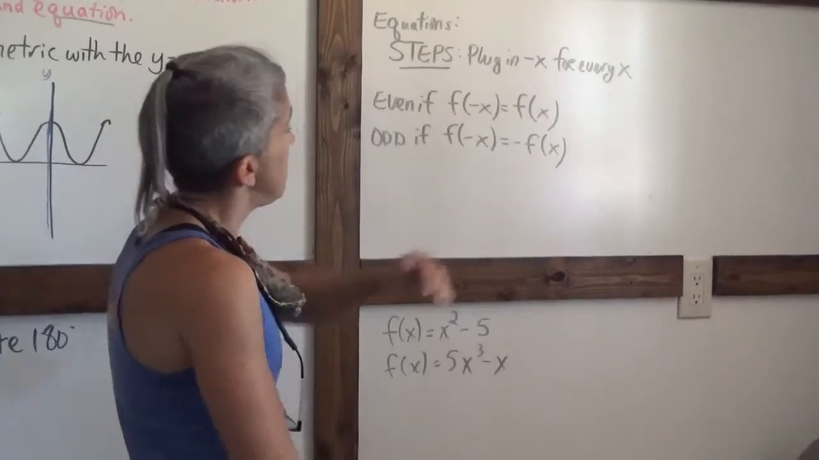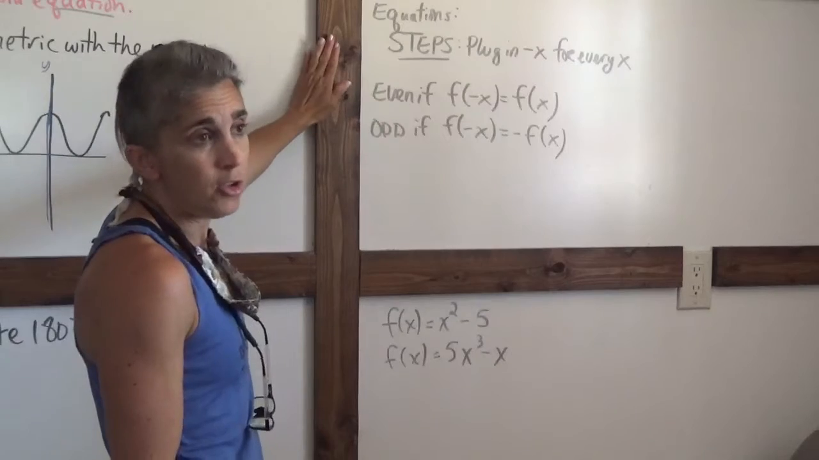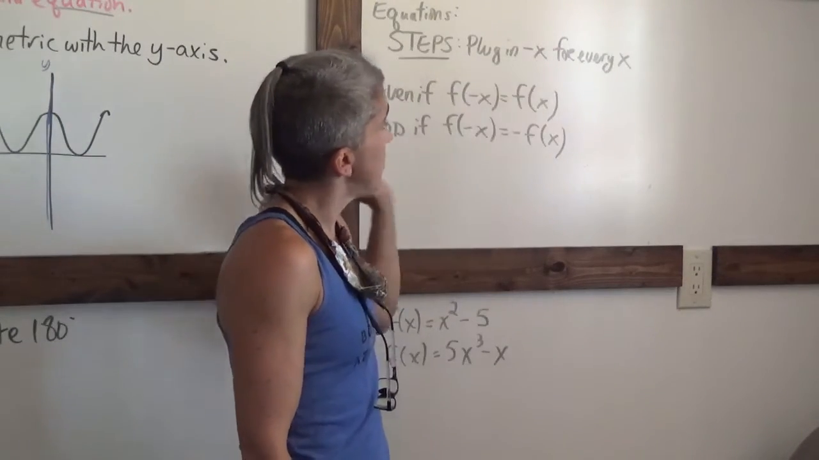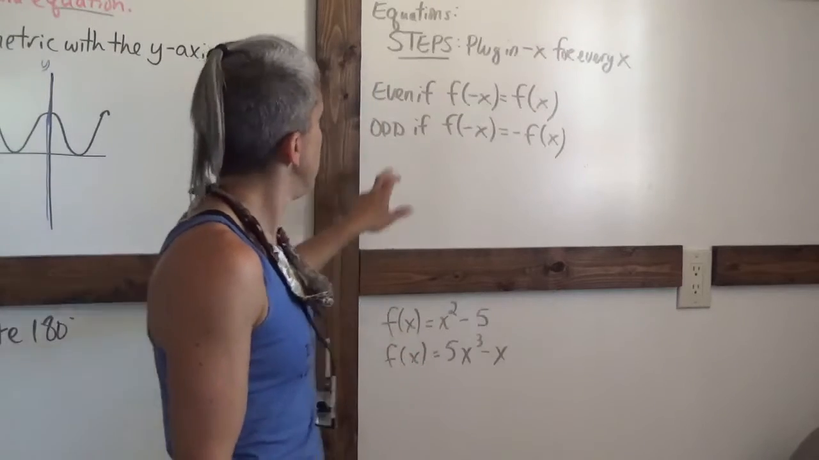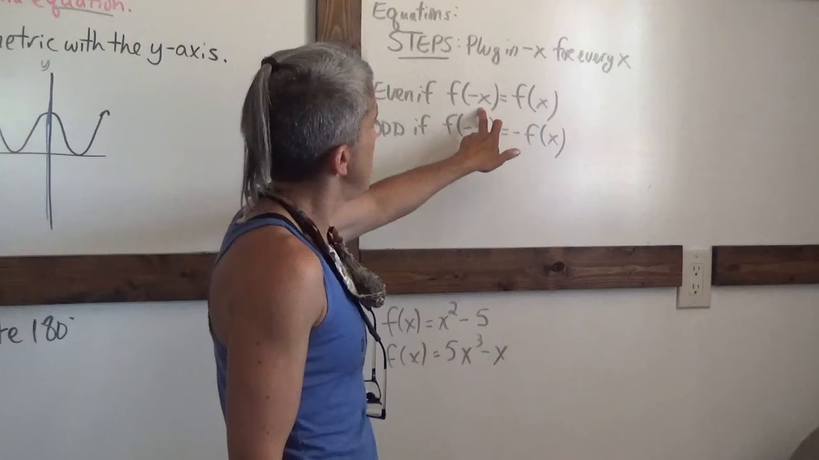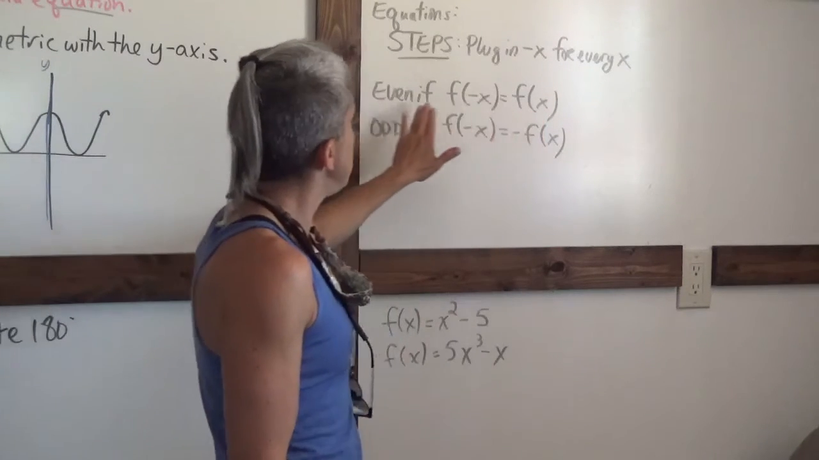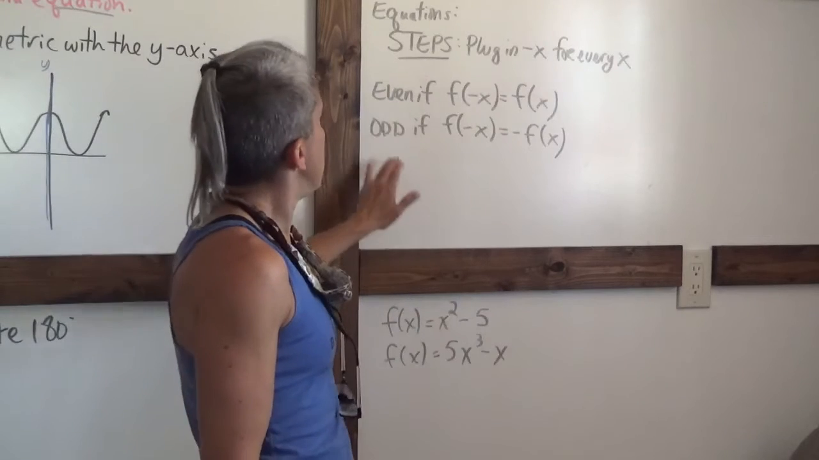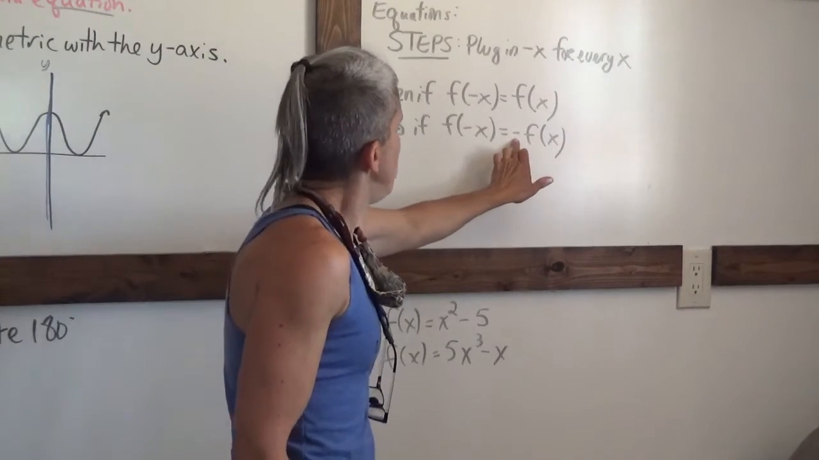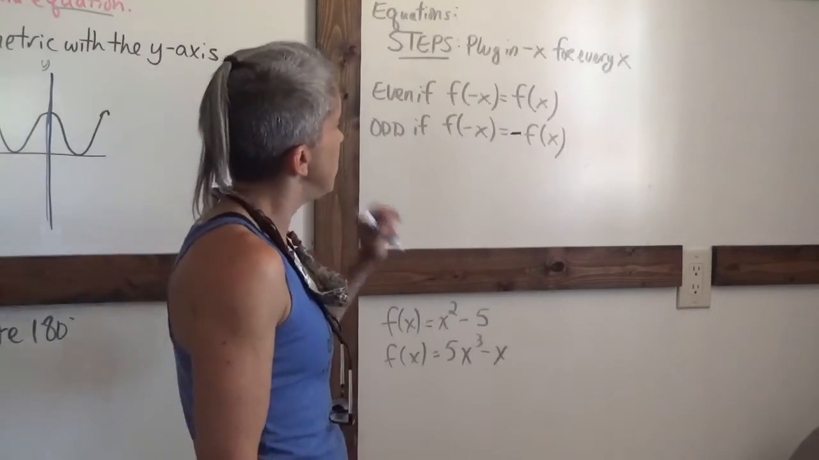Okay, to see if an equation is odd or even using algebra, this is what you need to do: plug in negative x for every single x in the equation. So if I do f of negative x, which we practiced the other day, and I get the original equation back, that means it's an even function. If I plug in negative x, but the whole equation is its opposite, it's negated, that's an odd function.